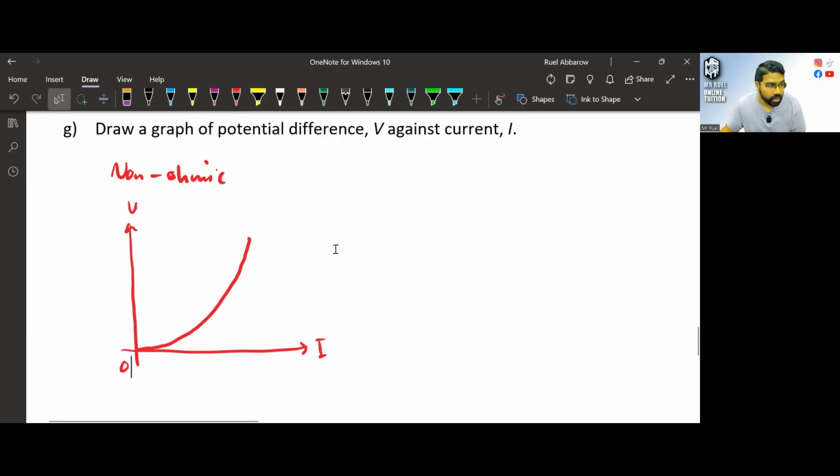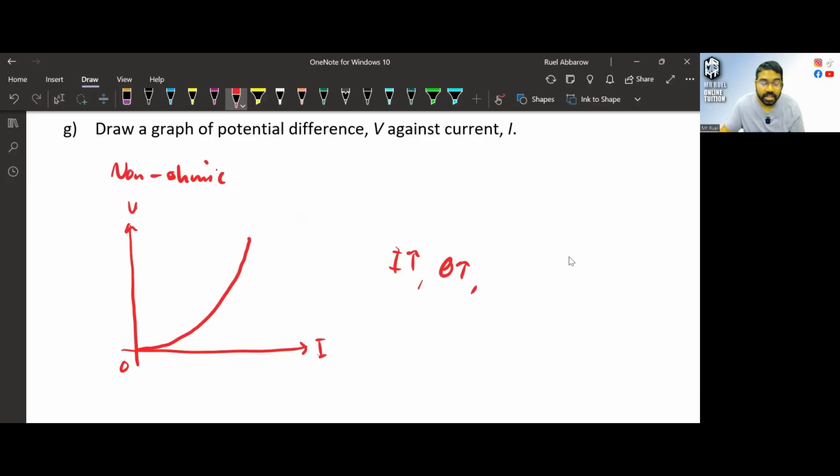It's a smooth curve. Don't try to draw a line of best fit here. It will be wrong, because a filament bulb is non-ohmic. You're not supposed to get a straight line, but we do start from the origin. You are supposed to get a line that's curving upwards. Let me explain a little bit. That's because when you increase the current, the temperature increases.